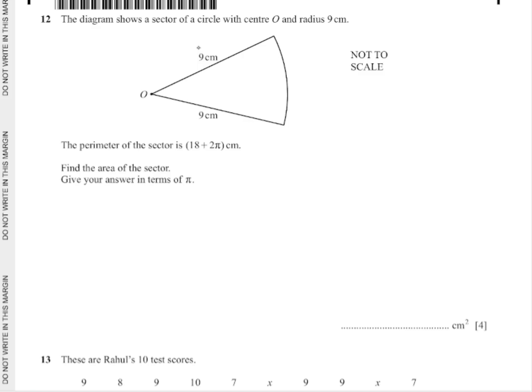12. The diagram shows a sector of a circle with center O and radius 9. The perimeter of the sector is 18 plus 2 pi, so we know that this is 2 pi. Find the area of the sector, give your answer in terms of pi.